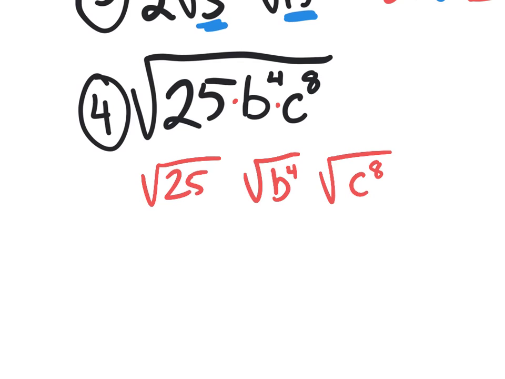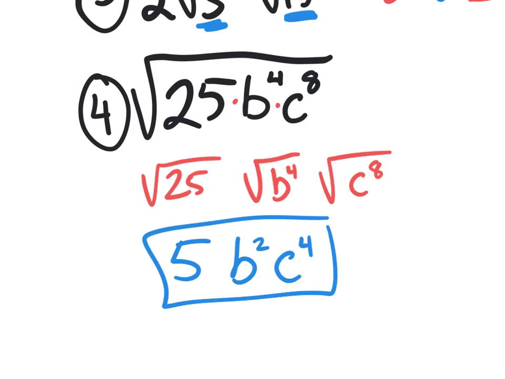So what's the square root of 25? What's the square root of b to the 4th? Remember, it's kind of like dividing by 2. So b to the 2nd. And what's the square root of c to the 8th? 4. That's c to the 4th. And there's your answer. Ta-da.